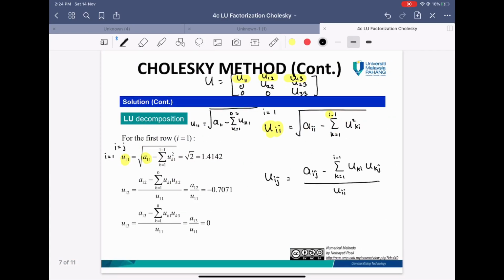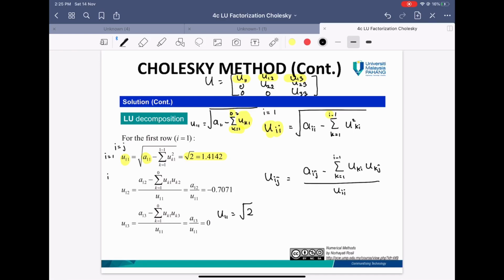So we can substitute. U11 is equal to 2 minus the sum from k equal to 1 to 0. That means we don't have any element here because k equal to 1 to 0. So our U11 is equal to 2, and then the square root. We will get 1.4142.